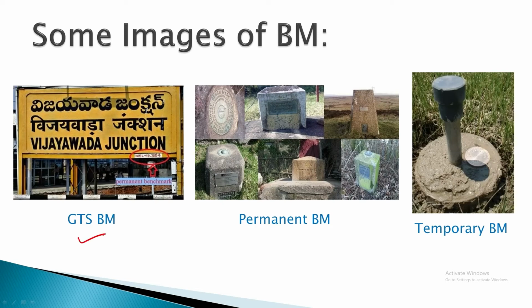This is the GTS benchmark developed by the Great Trigonometrical Survey, Survey of India. You can see in the railway platforms, this value is given: MSL plus 19.354 for Vijayawada Junction. These are the permanent benchmarks, developed by various countries, and this is the temporary benchmark that I have told about earlier.